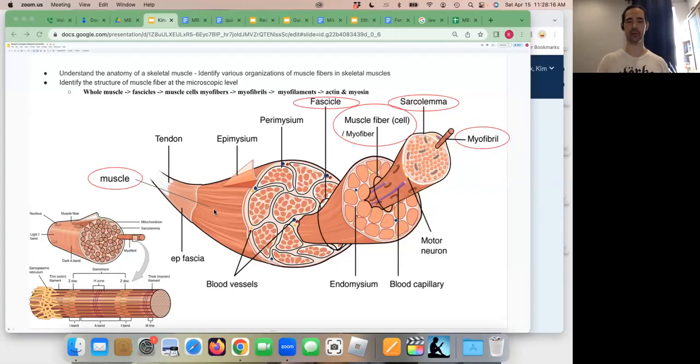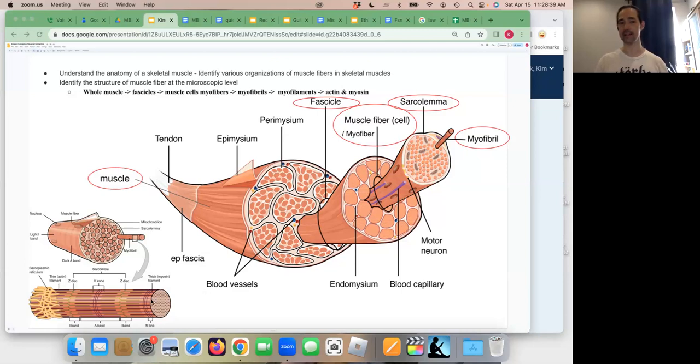So repeat this with me, right? Muscle belly is made of muscle fascicles. Fascicles are made of muscle fibers or myofibers. Myofibers are made of myofibrils. Myofibrils are made of myofilaments. Myofilaments are made of actin and myosin.